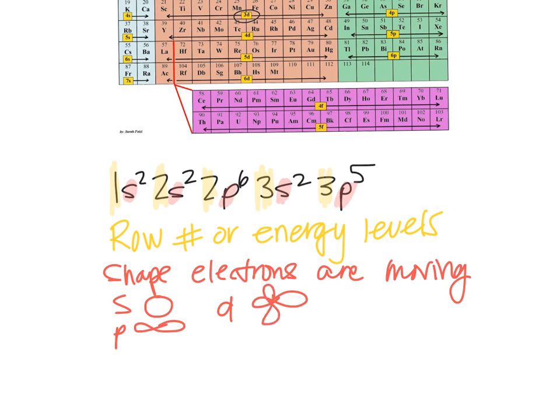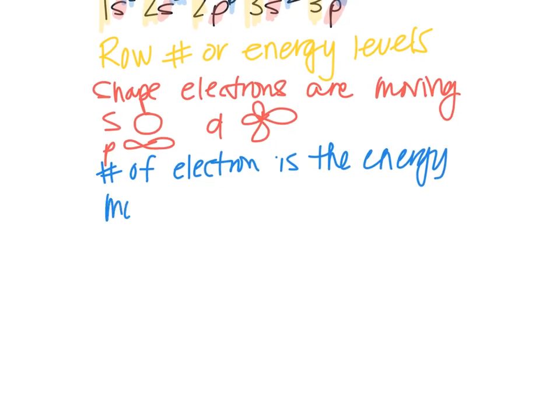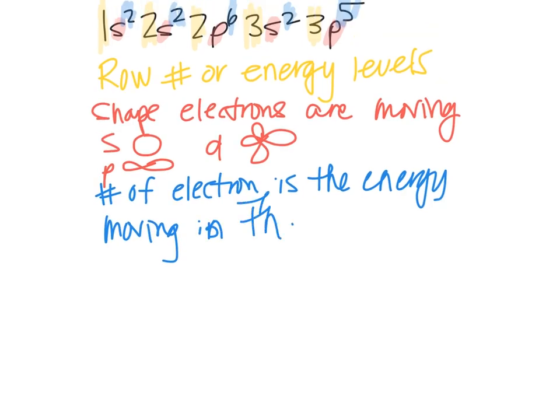And then last but not least are these little numbers that I'm going to highlight in blue, and those are the number of electrons in that energy level moving in that shape.